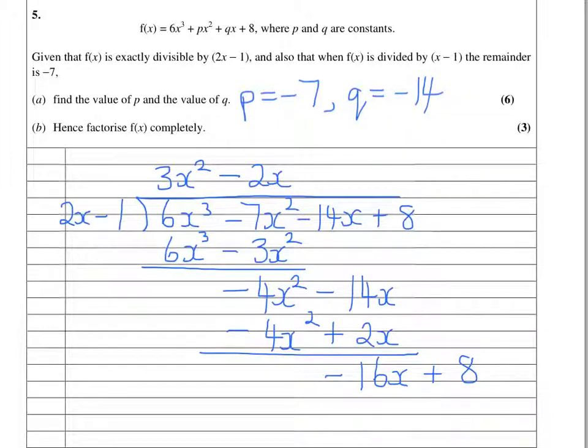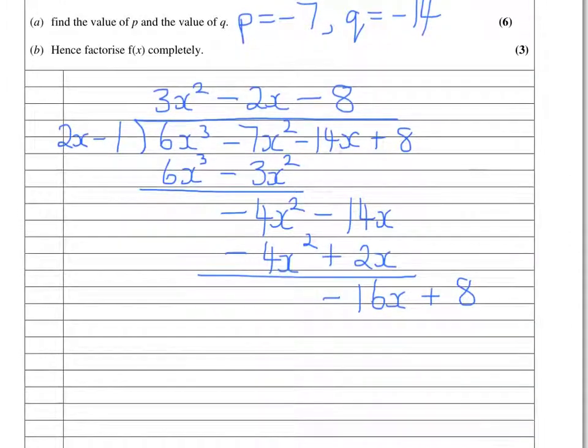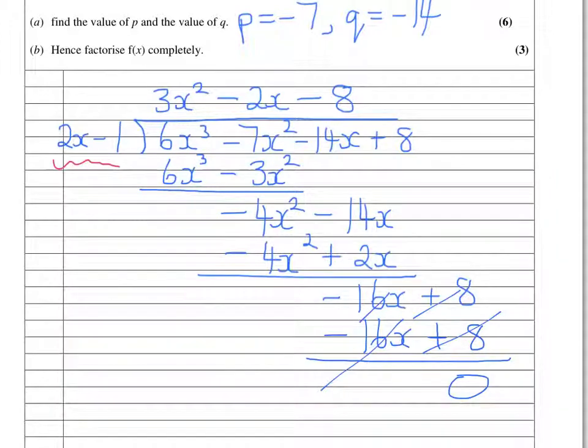How many 2x's go into minus 16x? Well, that's minus 8. So I'll multiply through 2x minus 1 by minus 8 now. So I get minus 16x plus 8. The 16x's cancel. Plus 8, take away plus 8 is 0. And that confirms that 2x minus 1 is a factor because there's no remainder.